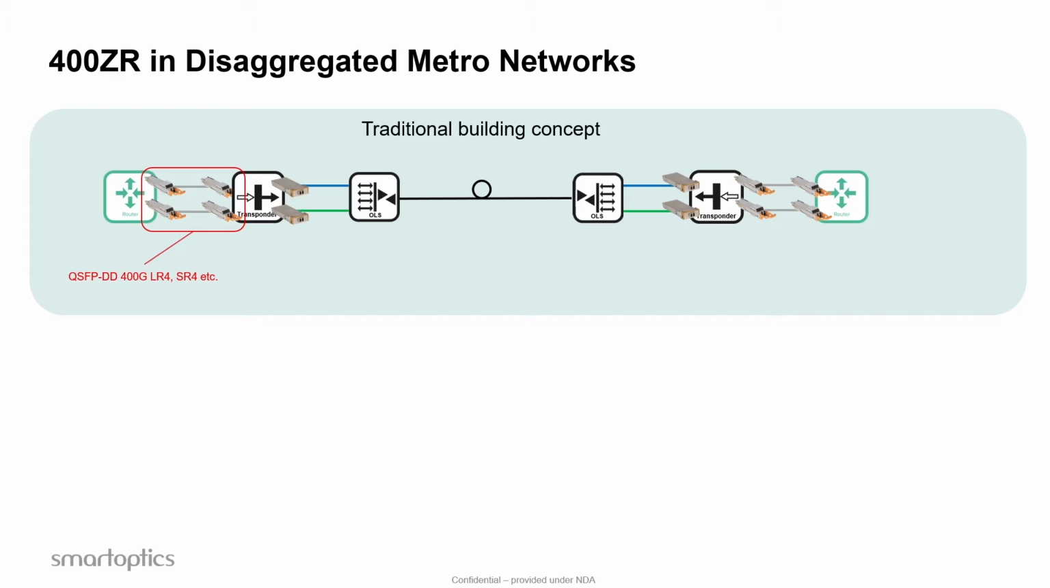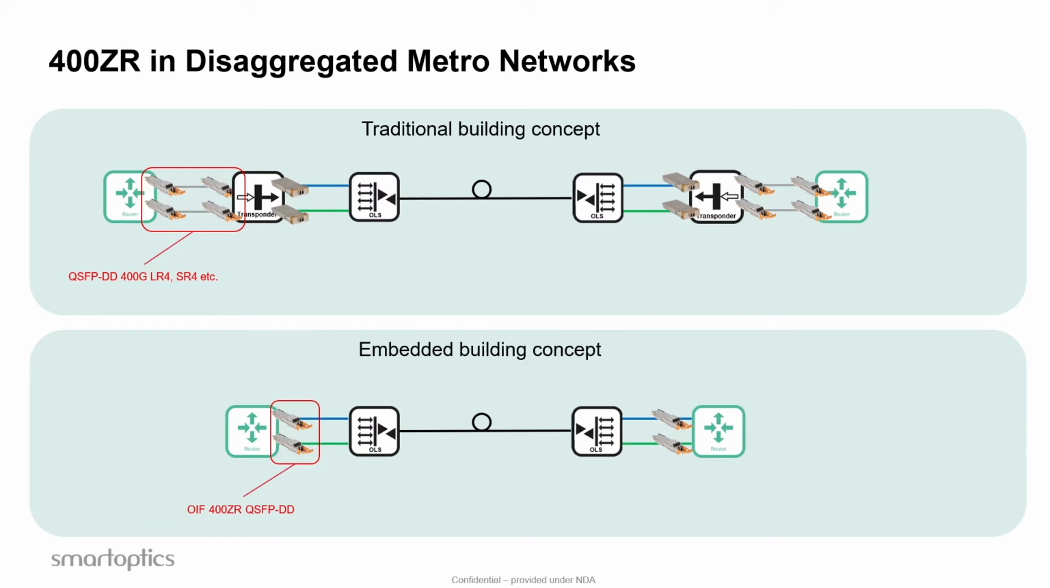However, when we look at the 400ZR based on the OIF standard, they had a slightly different building concept in mind when they started to develop the products and when the standard was formed, and that was to run DWDM optics directly embedded into the router. So you have the colored optics with the 400ZR coherent optics directly in your router port, switch port, run it over an open line system. And this is the type of building concept that I will focus on here today.